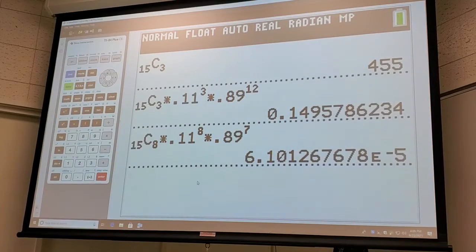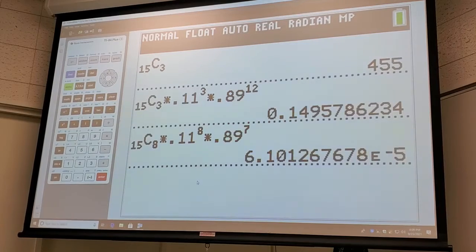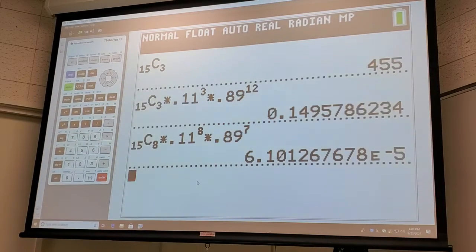So, let's try another problem from scratch, just to really get a feel for this, and then I'll show you what the formula looks like.